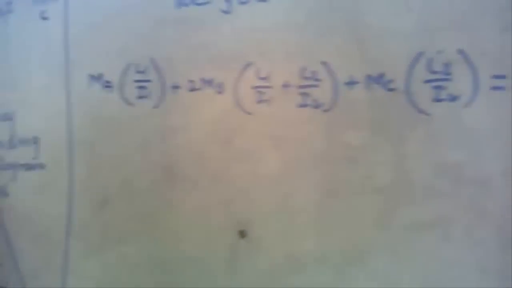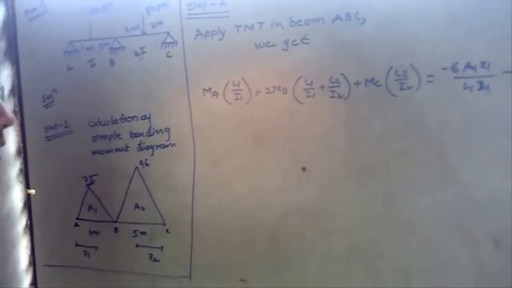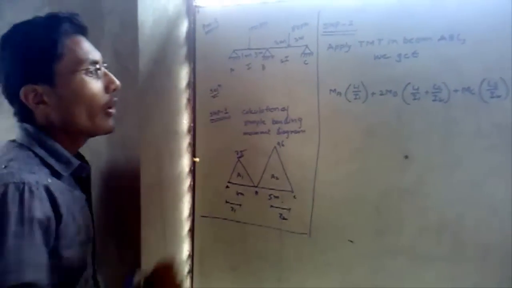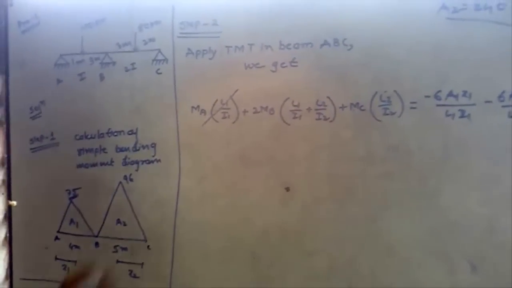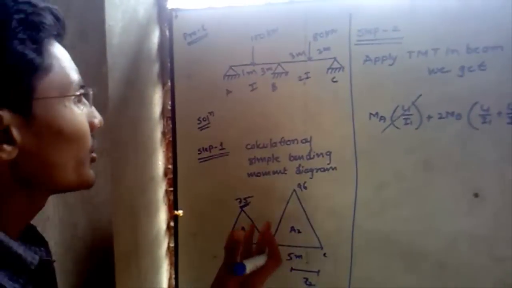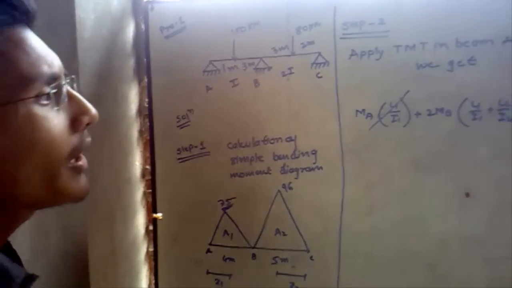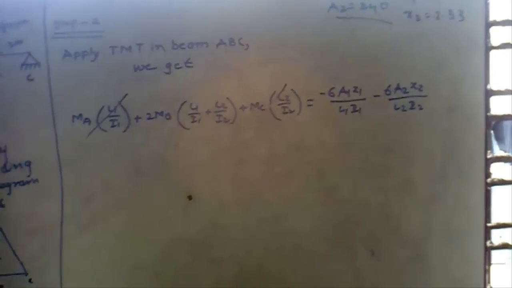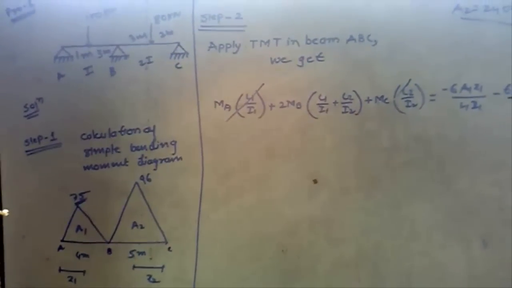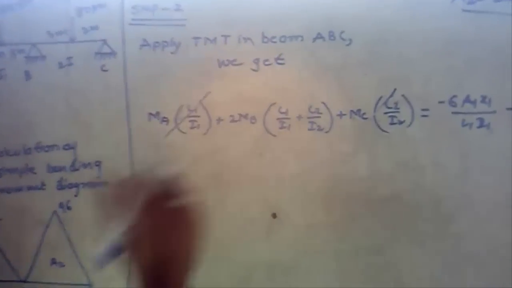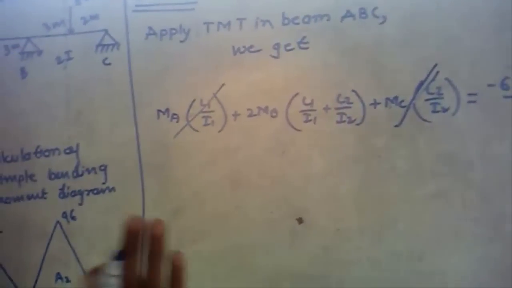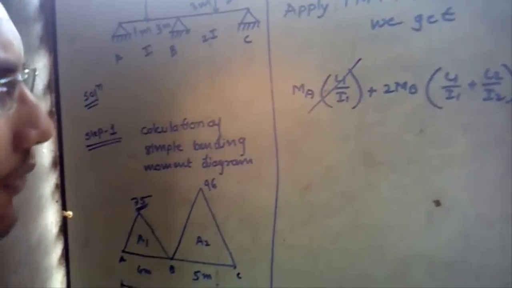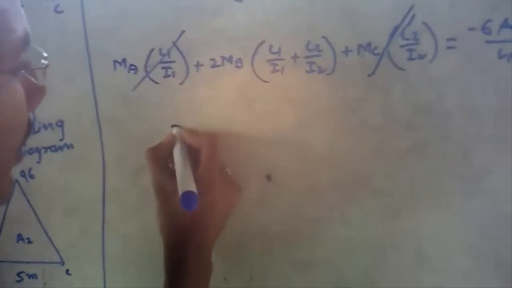Now put in all these values. What is the moment at point A? It cancels, because the moment at this point is zero, so nothing to solve there. The moment at the other end point is also zero. We only solve for MB, because the moments at the end points are always zero.